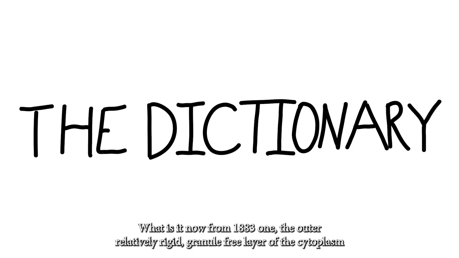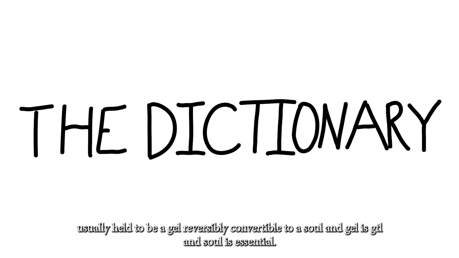Noun from 1883. One, the outer, relatively rigid, granule-free layer of the cytoplasm, usually held to be a gel, reversibly convertible to a sol. And gel is G-E-L, and sol is S-O-L.